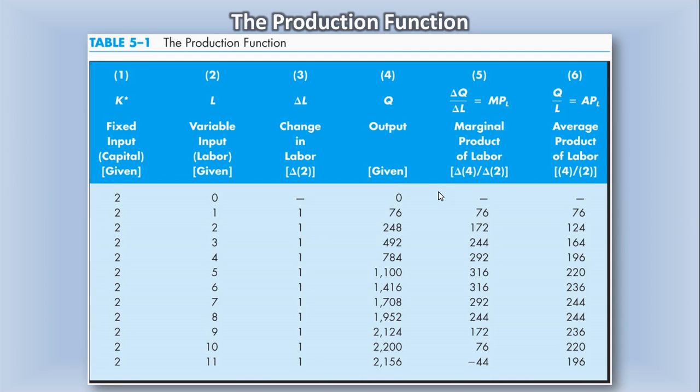And average product of labor, as the marginal product of labor is increasing, average product of labor is also increasing, but then marginal product of labor starts to decrease, but it's still larger than average product of labor, so it continues to bring average product up, and then eventually they are equivalent. So marginal product of labor equals the average product of labor, and then after that, the average product of labor starts to decrease as well.